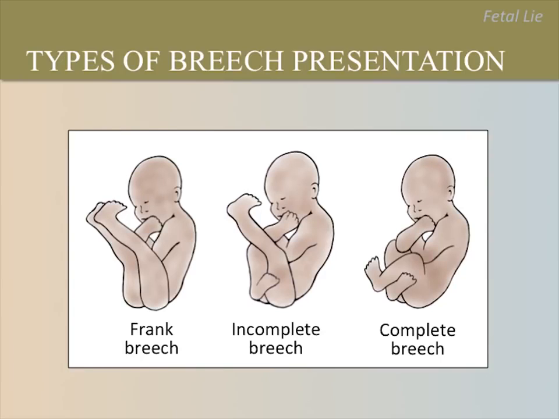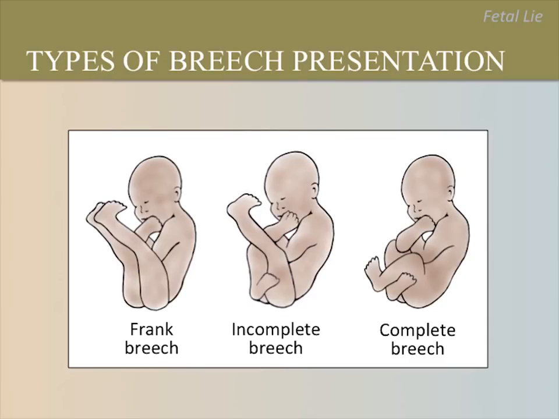The next most common type of breech is the incomplete or footling breech, which has one or both hips extended and a foot closest to the cervix. The complete breech is the least common. In the complete breech, the hips and knees are flexed, sometimes called the cannonball position. The incomplete breech imparts the highest risk during labor, followed by complete breech, then frank breech.